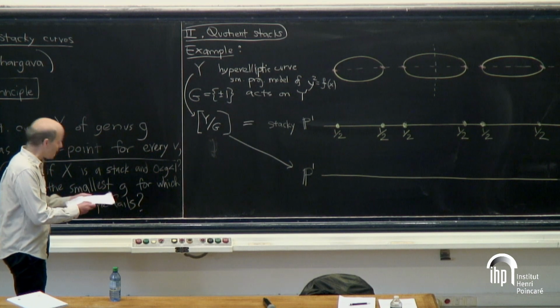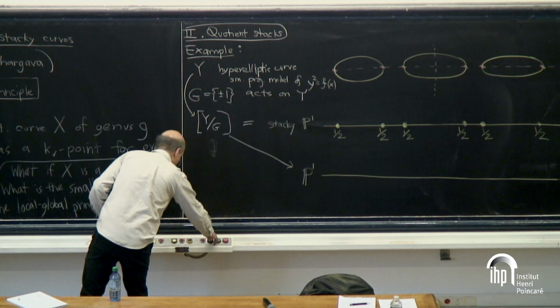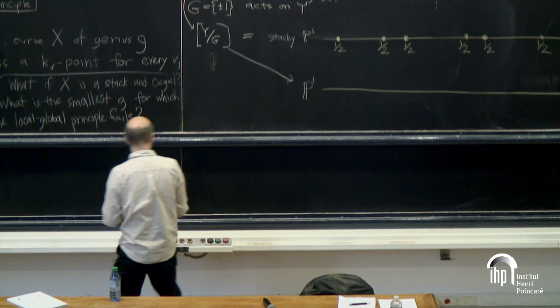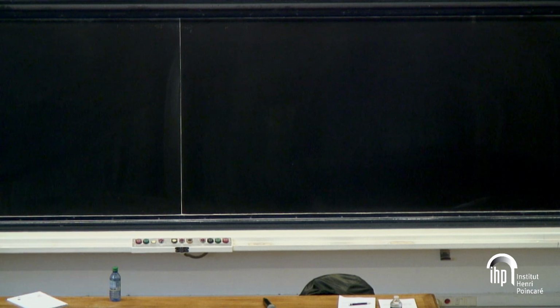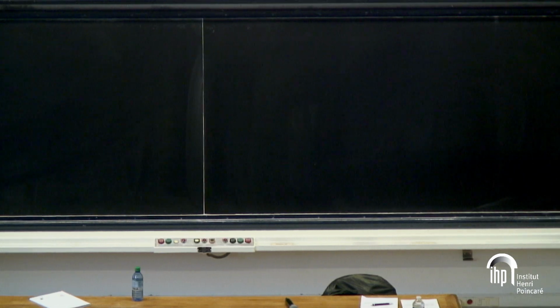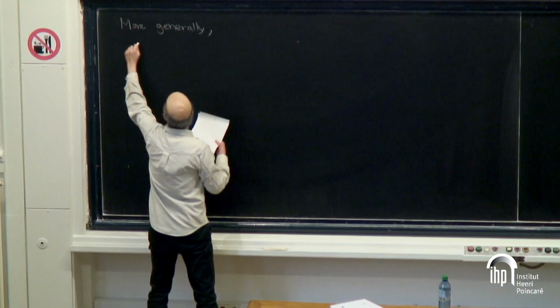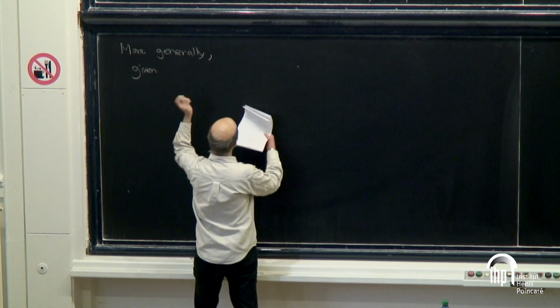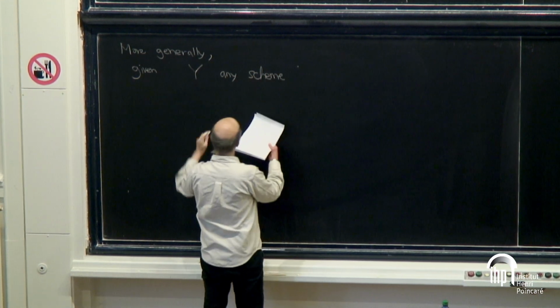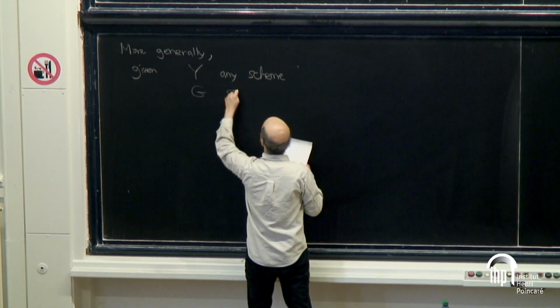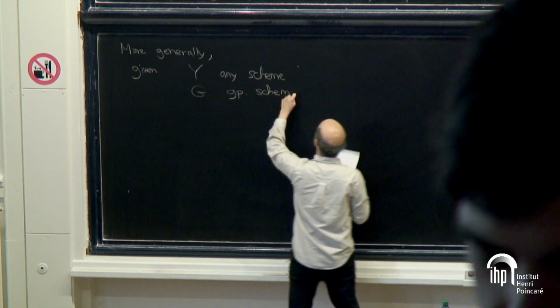All right. So more generally, you can take other quotients. If you're given y, any scheme, and G is some group scheme acting on y.